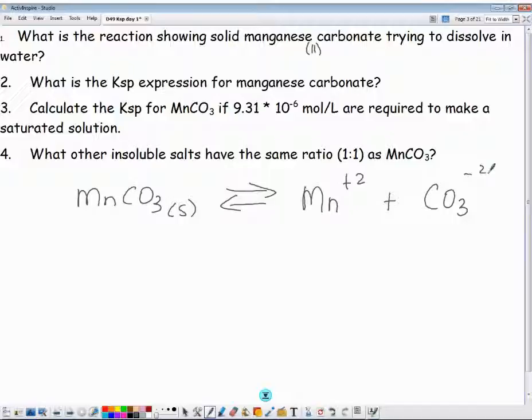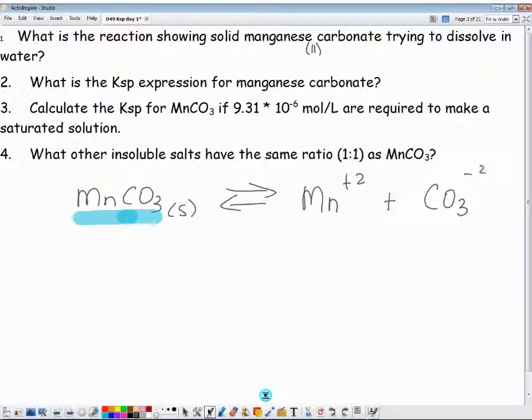Now here's the nice thing about all of the reactions in this chapter. They all look just like that. Only difference is the charges and the coefficients. But everything else is the same, solid on the left, its ions on the right. And what we're saying is, here's an insoluble ionic compound that is trying to dissolve. Even though it's insoluble, it's trying to see if it can get a few of its ions to fall through the cracks.